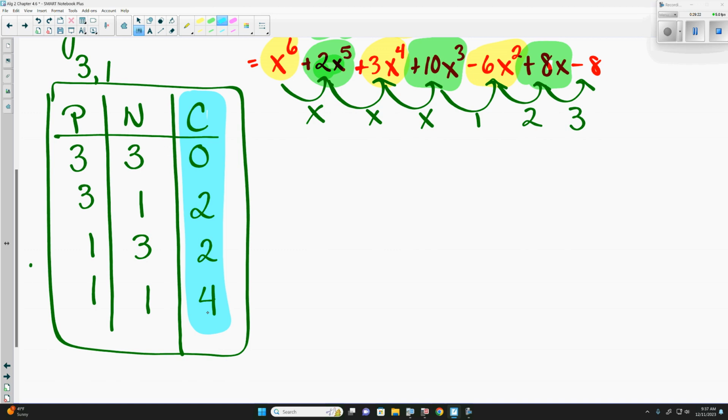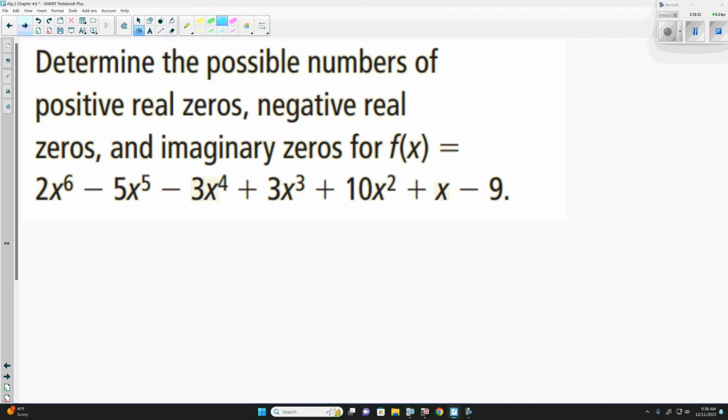Questions on this here? What do we think of this so far? Not bad. We ready for another one? I'm going to skip this one because it gives us 3 positive, 3 negative. It's the exact same thing.